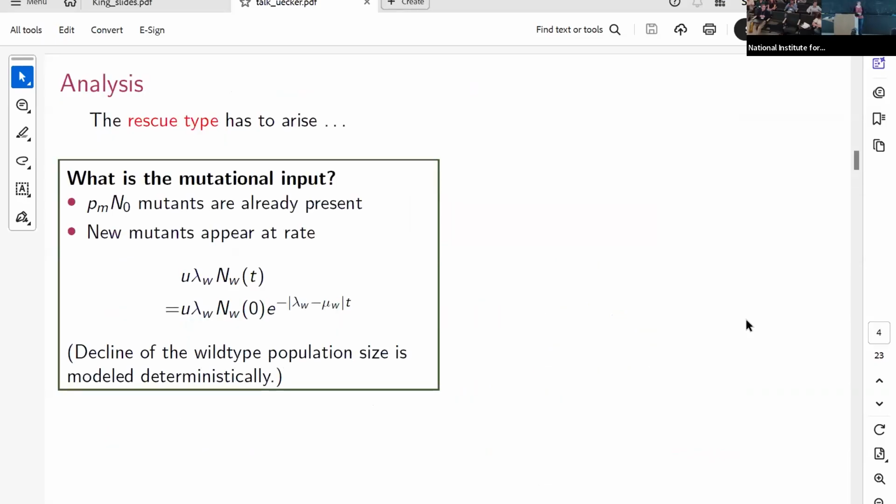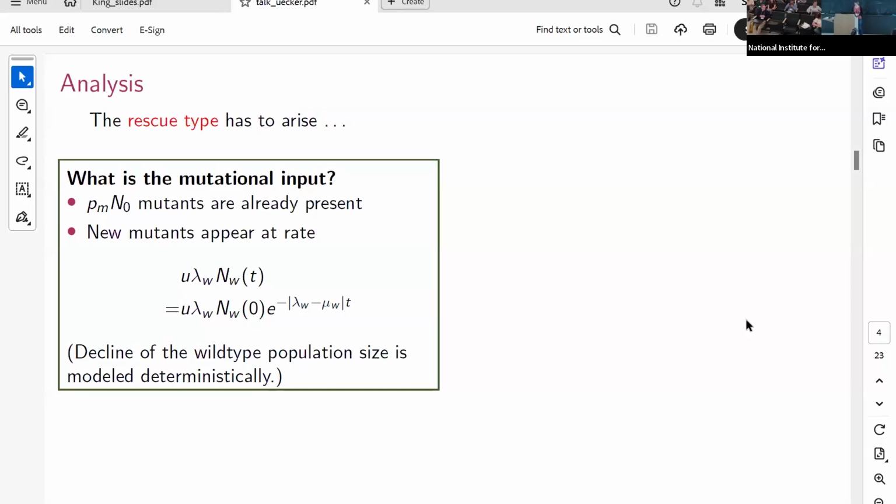How do we now determine the probability of rescue, so whether the population goes extinct or not? First of all, as I said, the rescue mutant needs to be present in the population. Either it's already there, in this number p_M times N0, that's the mutants we have at the time of environmental change, or it may appear de novo during population decline. And that's happening at a rate that's proportional to the mutation probability U, the rate at which the wild type replicates, and the total wild type population size. So we assume here that the population size of the wild type is initially large, so we can just model the dynamics deterministically. It's an exponential decline.